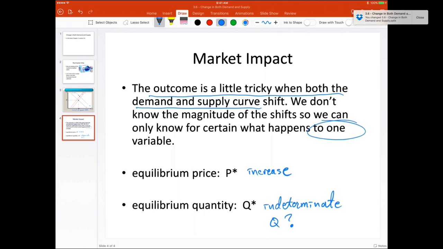So if you get a problem that has two curves shifting, take the time, draw it out, and do the shifts in different ways, and you'll be able to find out whether you know for certain what happens to price or what happens to quantity. Okay, and that's it.